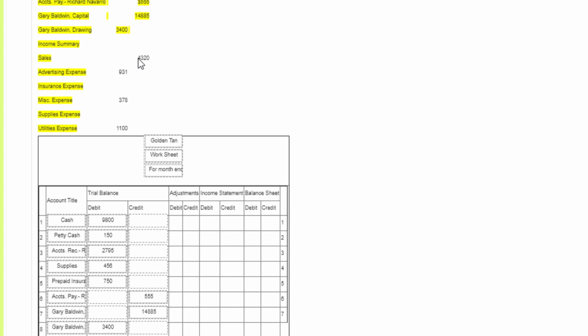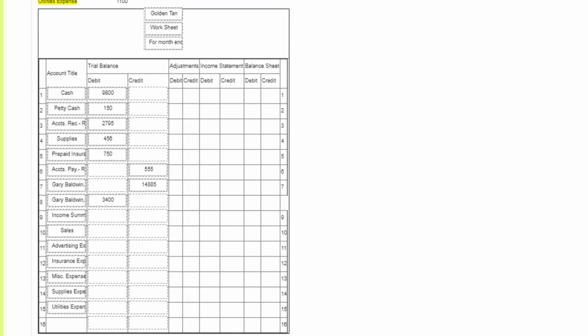For sales, I have a credit. Remember, sales is always a credit, $4,320. So in the credit column, sales, $4,320. And now advertising expense, debit, $931. I have nothing in insurance expense, so leave it blank. Miscellaneous, $378 debit. Nothing in supplies, leave it blank. And then utilities, $1,100, and that's going to go in my debit as well.